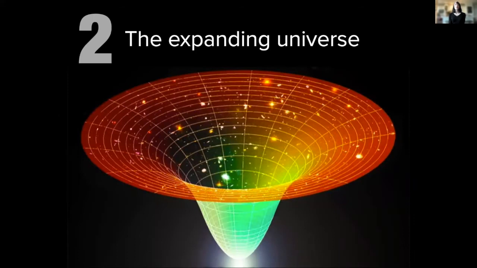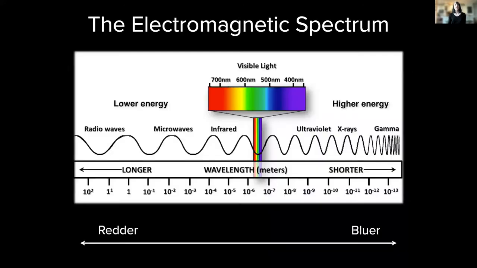Moving on to the second part of our discussion, we're going to talk about the study of the expanding universe and what this tells us about the types of matter and energy that the universe contains. We need a little bit of background first. So we're going to start with an overview of the electromagnetic spectrum, by which we mean light.